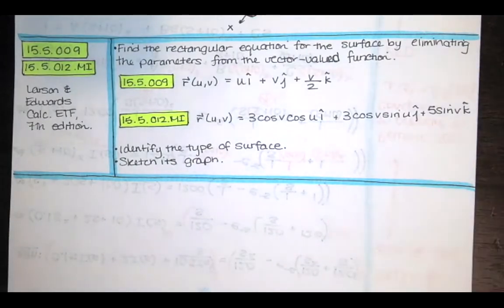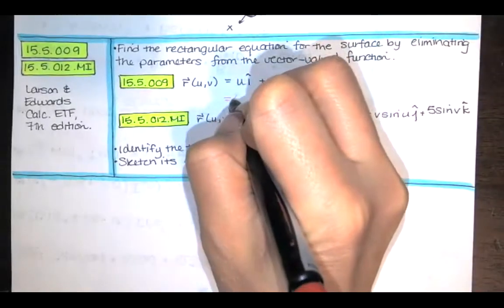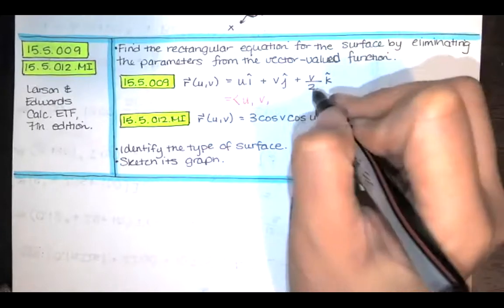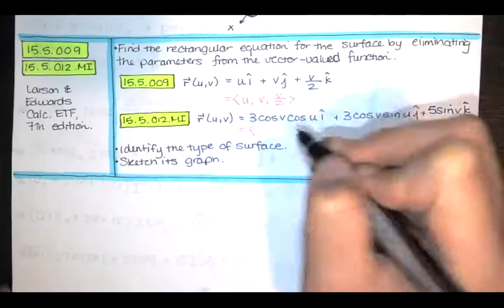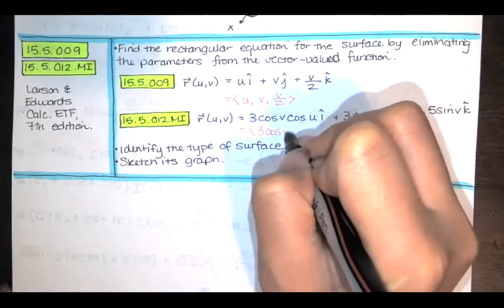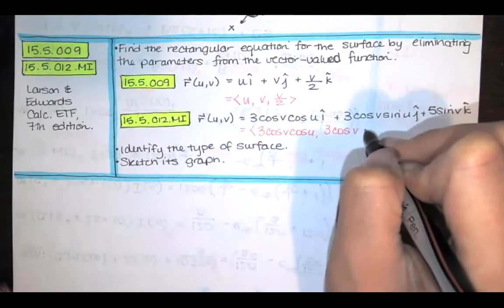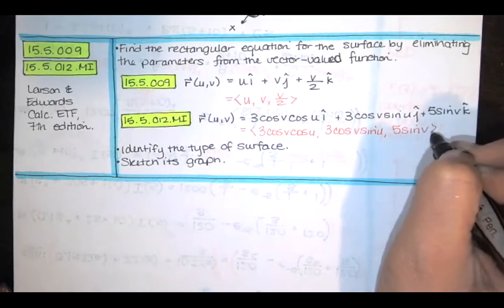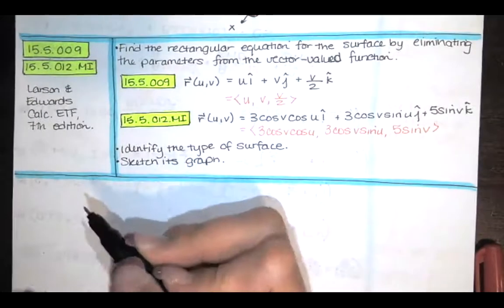And I'd also like to switch from this form in terms of the standard unit vectors i hat, j hat, and k hat to component form, which I think is a little cleaner. Our x component is u, our y component is v, and our z component is v over 2 for that surface. And then for this surface, our x component is 3 cosine of v cosine of u. Our y component is 3 cosine of v sine of u, and our z component is 5 sine of v. Okay, so we'll just do one surface at a time. We'll start with that first one first.